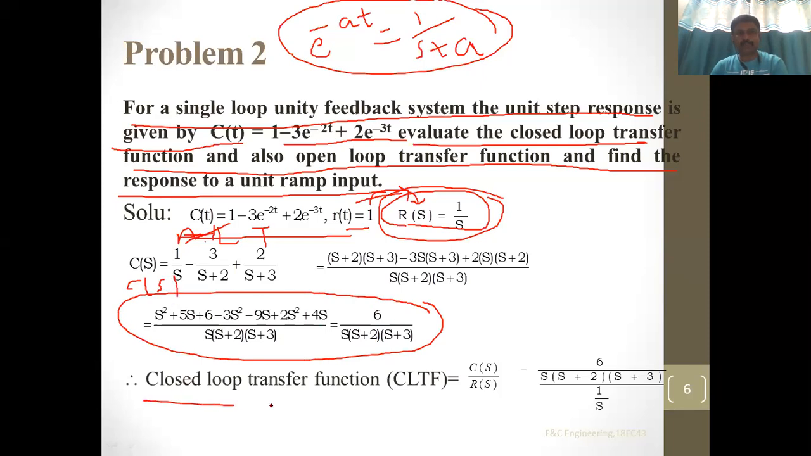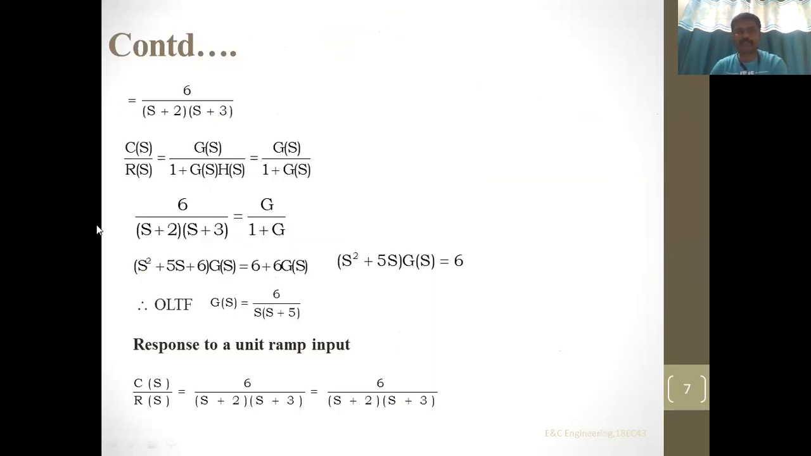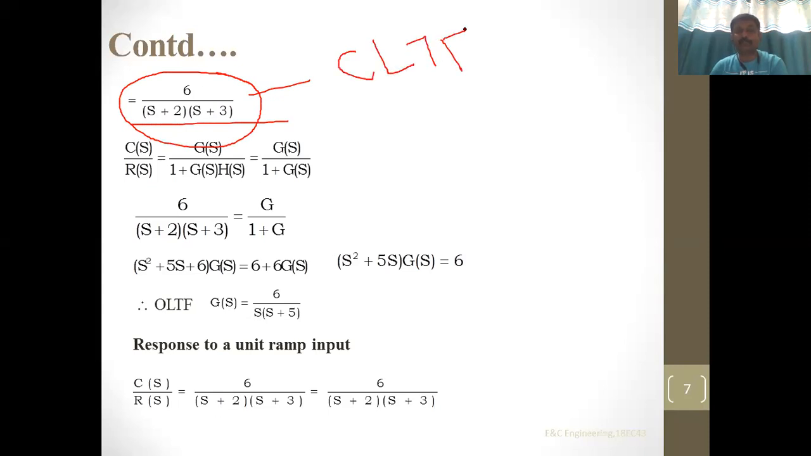But actually I required closed loop transfer function, CLTF, C of s by R of s. Now this is C of s. This is R of s. R of s is 1 by s. After simplification, it goes to the numerator once again, where I may cancel this s and s. Is it okay? 6 divided by s plus 2 into s plus 3. See, the s cancels. Then what about the left out parameter? This is the overall transfer function: 6 divided by s plus 2 into s plus 3. This is the closed loop transfer function. But now, apart from closed loop, I also need to find the open loop transfer function.